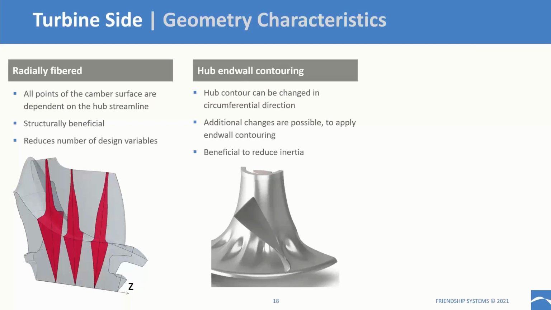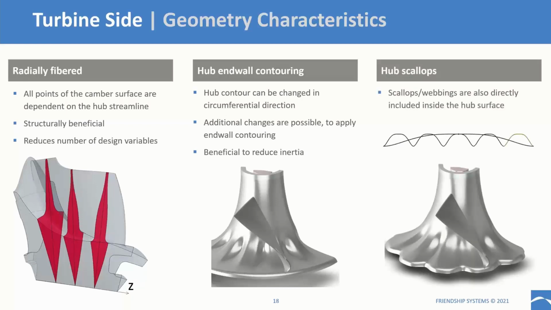blades. But it's also beneficial in terms of reducing inertia, so we can take off some material there, and of course we want to have a turbine with as low inertia as possible so that it revs up quickly and shows a good dynamic behavior. And for the same reason, we can also add these scallops or webbings to the hub.